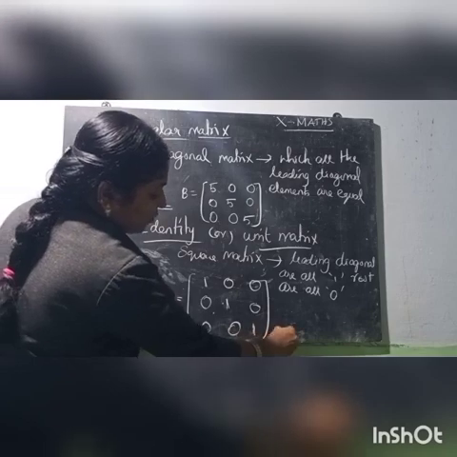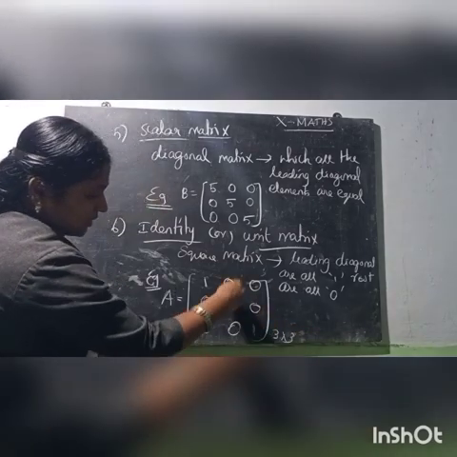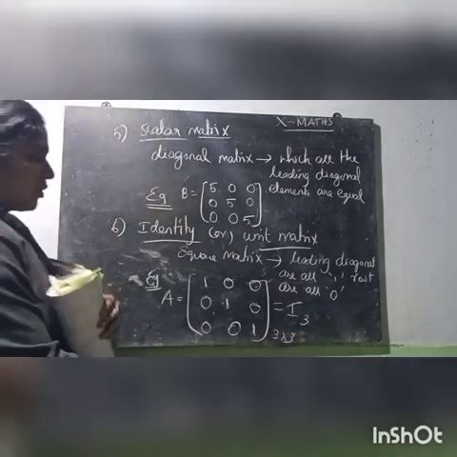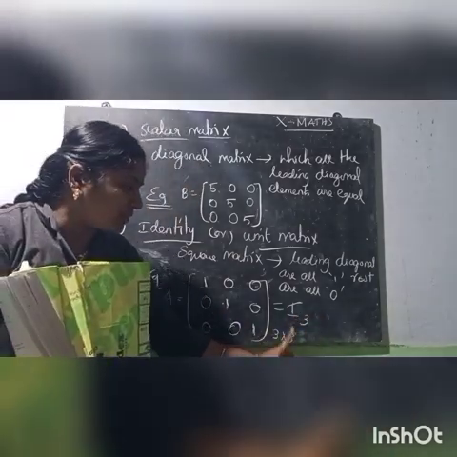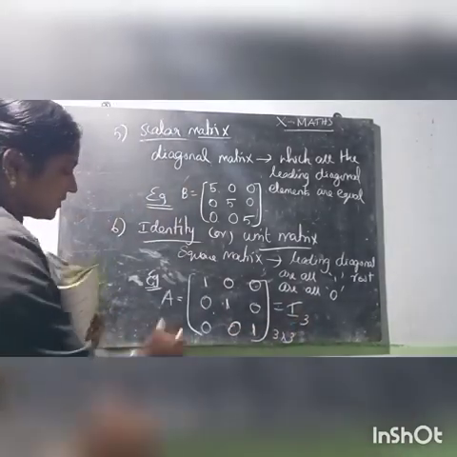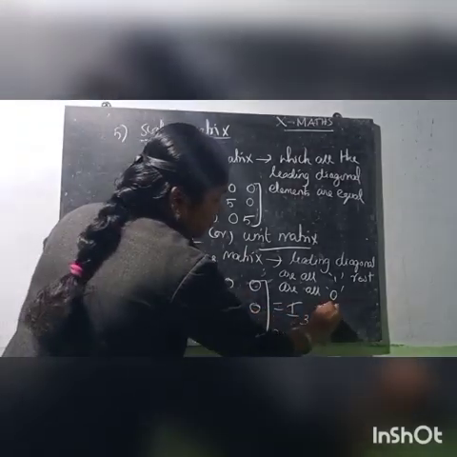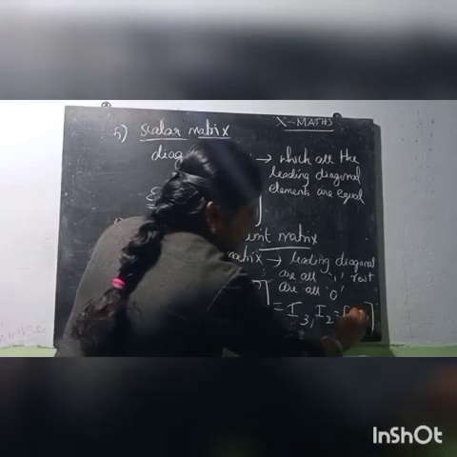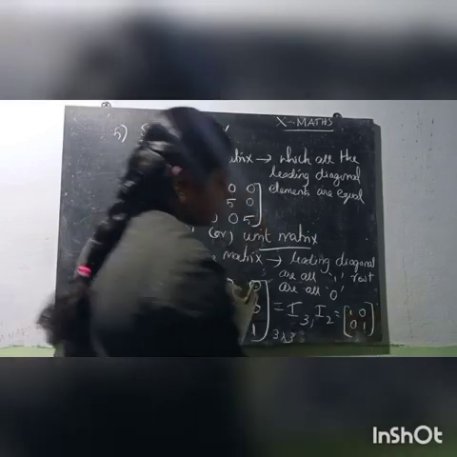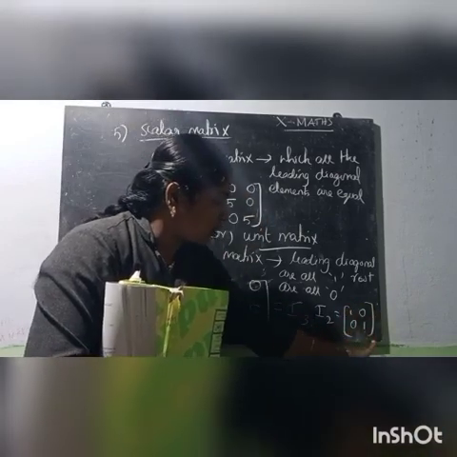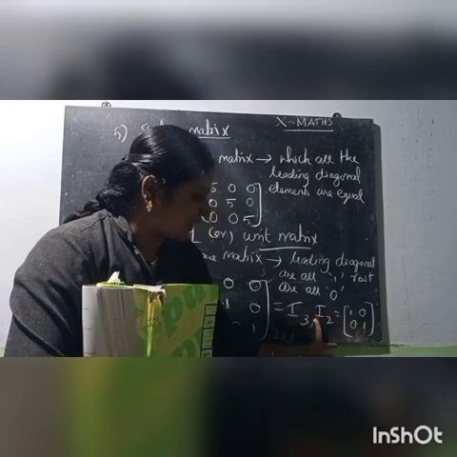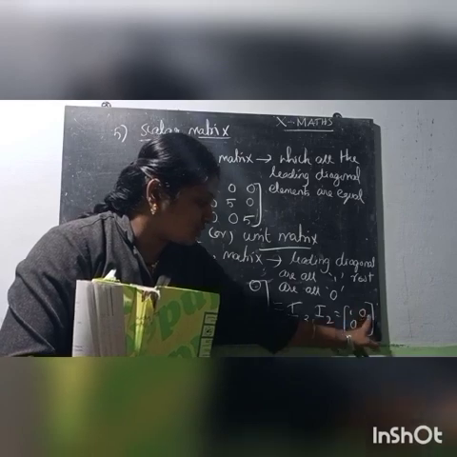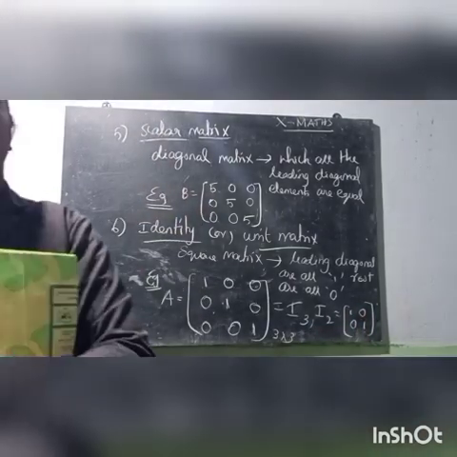Here 3 rows, 3 columns, so we can represent this as I3. Then next, I2. I2 means 2 rows, 2 columns. So, 1, 0, 0, 1. 2 rows, 2 columns. So this is the I2 matrix, a unit matrix, 2 cross 2 matrix: 1, 0, 0, 1.